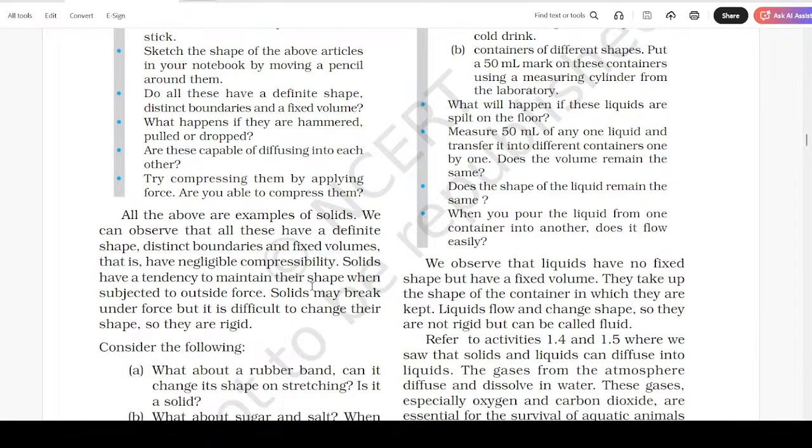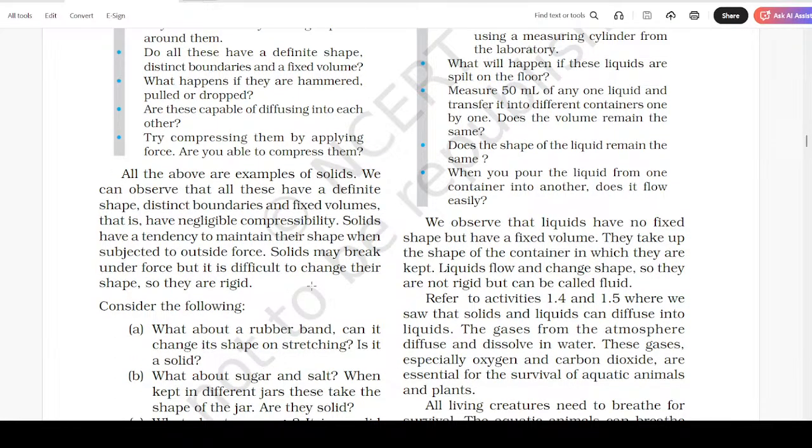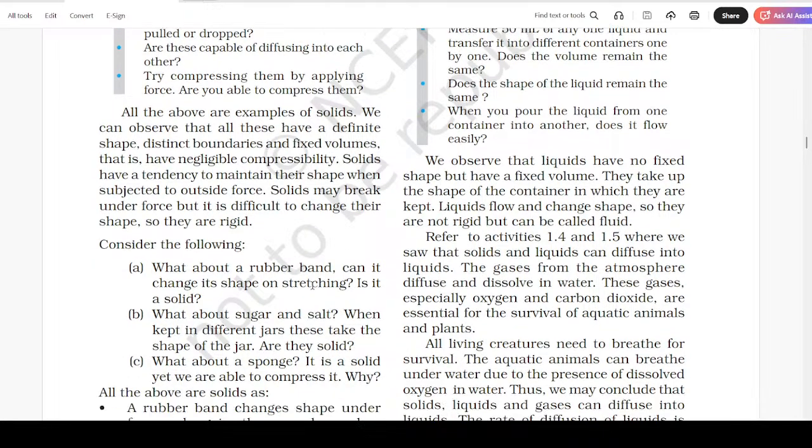Consider the following. What about the rubber band? Can it change its shape on stretching? Is it a solid? What about sugar and salt when kept in different jars? These take the shape of the jar. Are they solid? What about the sponge? It is a solid, yet we are able to compress it.